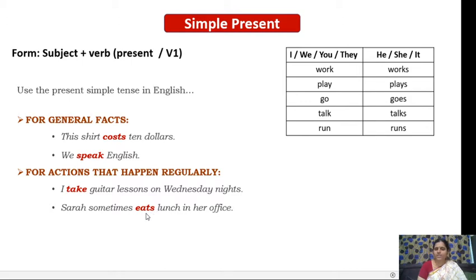So this is the major thing that we have to remember while we are constructing simple present tense sentences. That means when you are using third person singular as the subject of the sentence, then you have to add s or es to the verb based on the word that you are using. So, Sarah sometimes eats lunch in her office. It's a general thing, it happens generally: she eats lunch in her office.